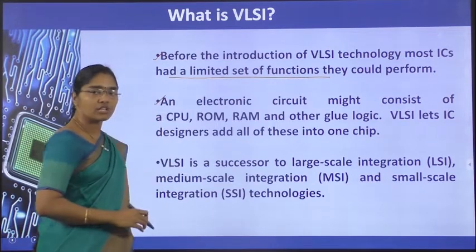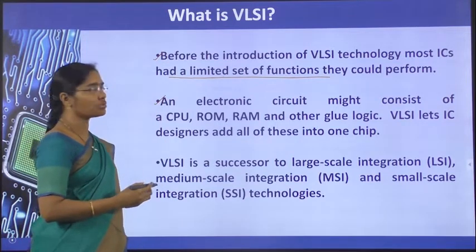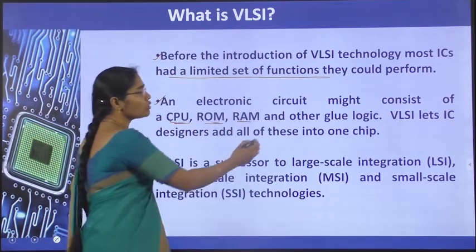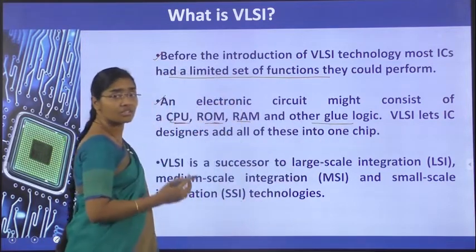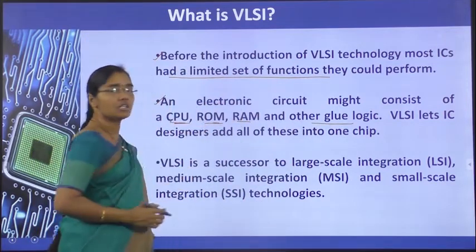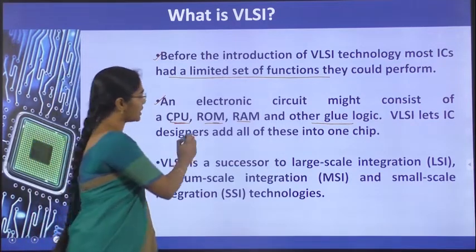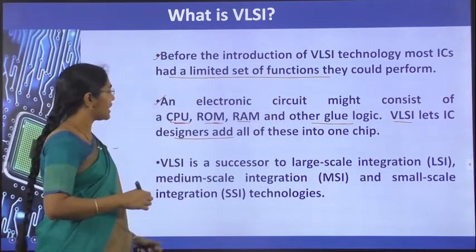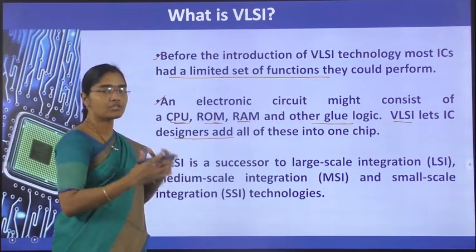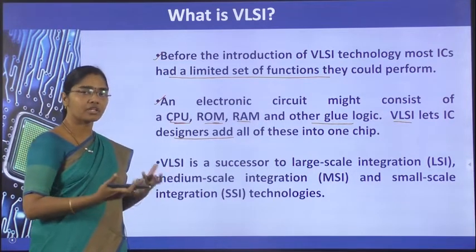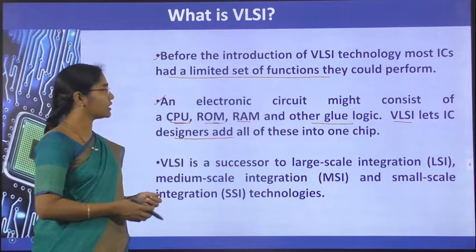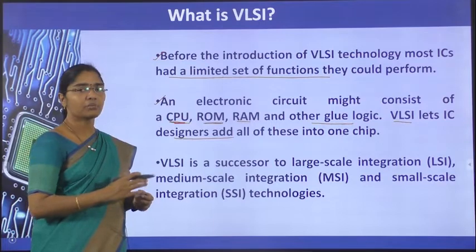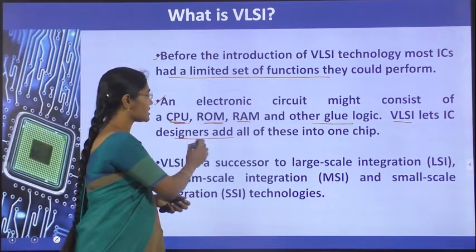An electronic circuit, for example, might consist of a CPU, ROM, RAM, that means memories, and other glue logic, that is, any interfacing circuits. If an electronic circuit has all these, it can definitely be designed and implemented with a VLSI IC. So VLSI lets IC designers add all these onto a single chip. For example, in our computer we have the CPU, memories and other circuits. All those can be embedded on a single chip using VLSI.